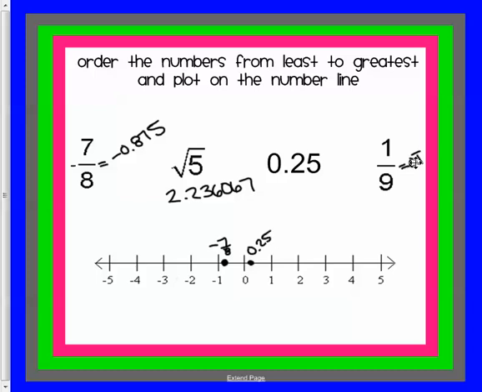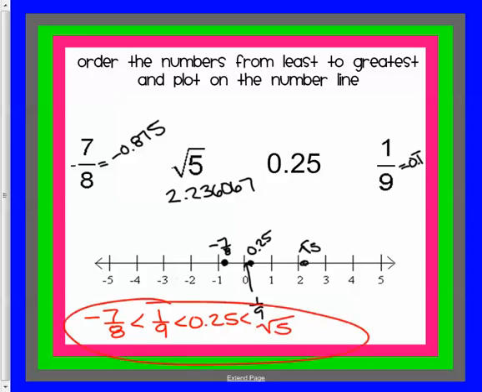The 1/9 is 0.1 repeating, so I'm going to put an arrow right here. It's going to be in between the 0 and the 25/100. That's my 1/9. And then my square root of 5 is a little bit more than 2. So right here, square root of 5. Okay, so now let's write them in order. Negative 7/8 is less than 1/9, which is less than 25/100, which is less than the square root of 5. So this is my answer.